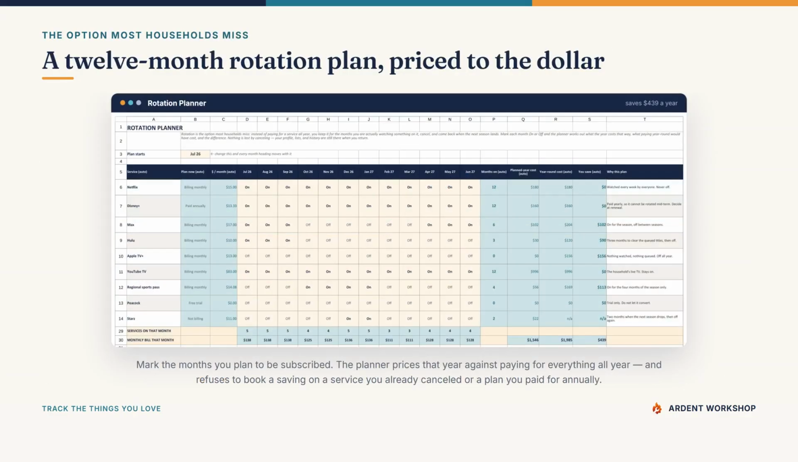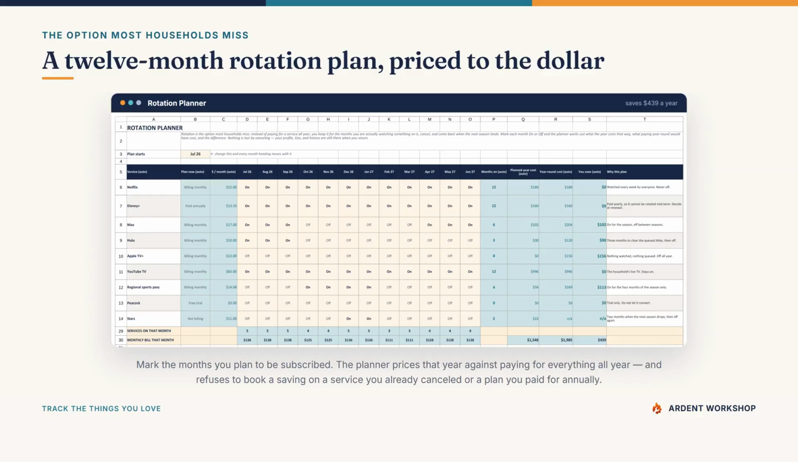Rotating is the option most households miss. Instead of paying for a service all year, you keep it for the months you're genuinely watching something on it. Cancel and come back when the next season lands. The rotation planner is a 12-month grid. Mark the months you plan to be subscribed, and it prices that year against paying for everything all year. In the example household, that's $439.